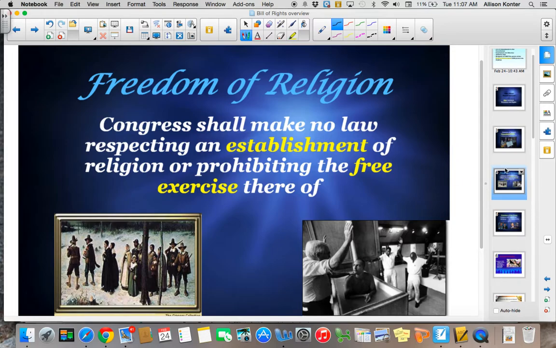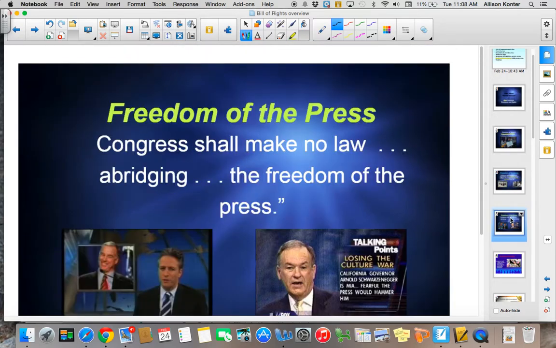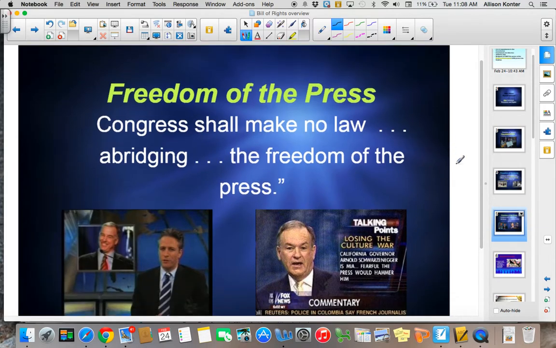So Congress shall not make a law abridging free speech or respecting religion. The third of the 5 freedoms of the First Amendment is Congress shall make no law violating freedom of the press. This is, again, regarding our media.